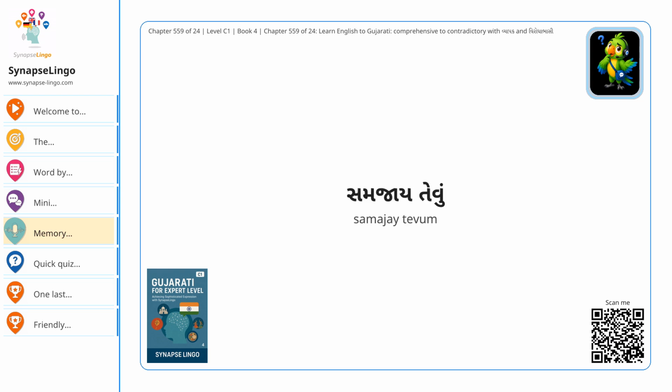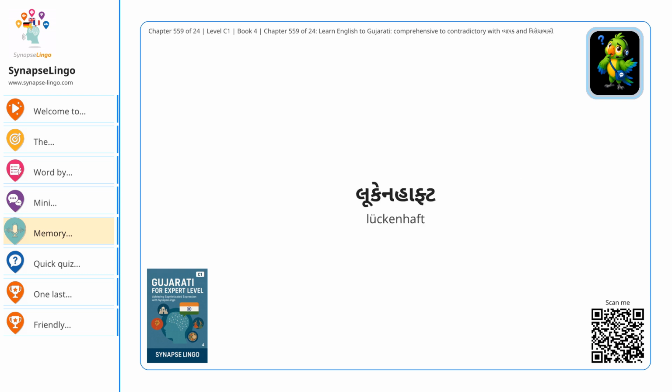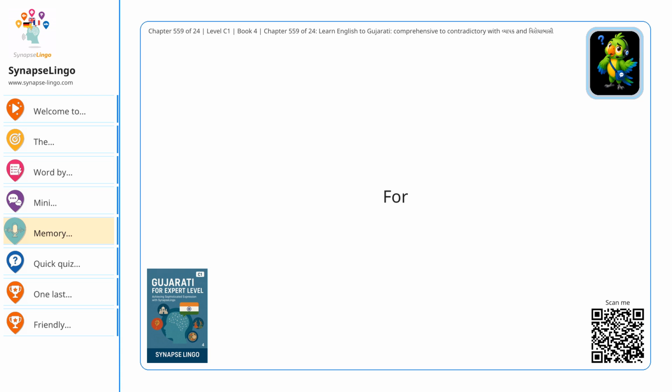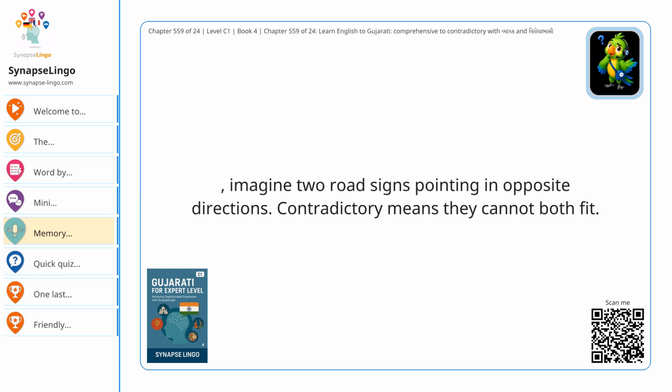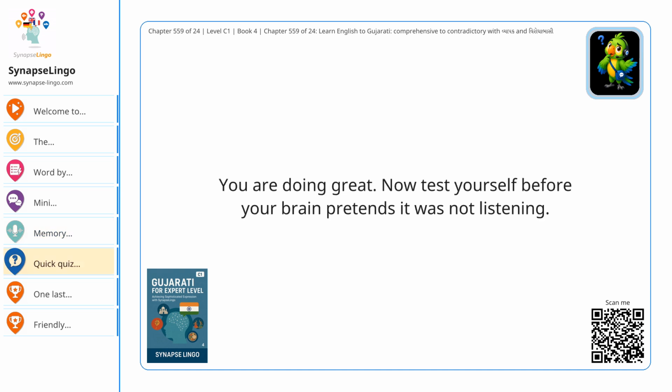સમજાય તેવું. Picture fog clearing from a road. Comprehensible means understandable. લુક એન્ડ હાફ્ટ. Imagine a book with missing pages. Incomplete means it has gaps. વિરોધાભાસી. Imagine two road signs pointing in opposite directions. Contradictory means they cannot both fit. Quick quiz, brave human. You are doing great. Now test yourself before your brain pretends it was not listening.